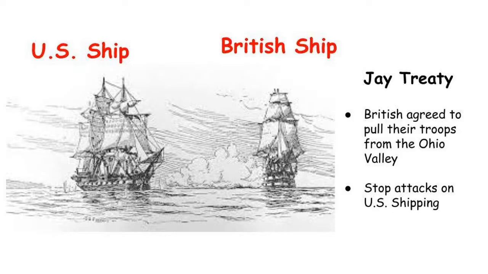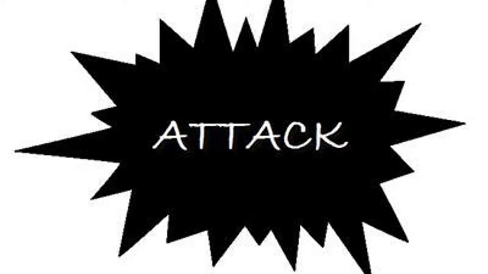shipping. France, still at war with Great Britain, viewed the Jay Treaty as an alliance between the United States and Great Britain. In July 1796, the French Navy began attacking U.S. merchant ships bound for Great Britain. This is what we talked about. Yes. And over the next year, French warships seized several American ships. I think it was 300. Yeah, it was more than 300.